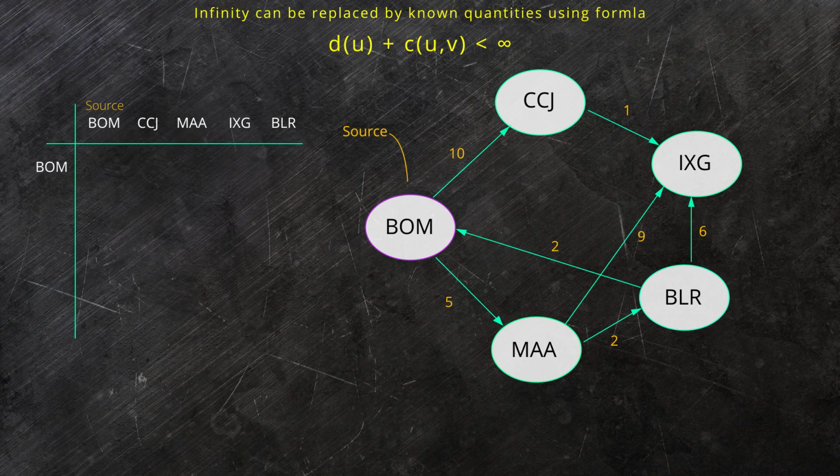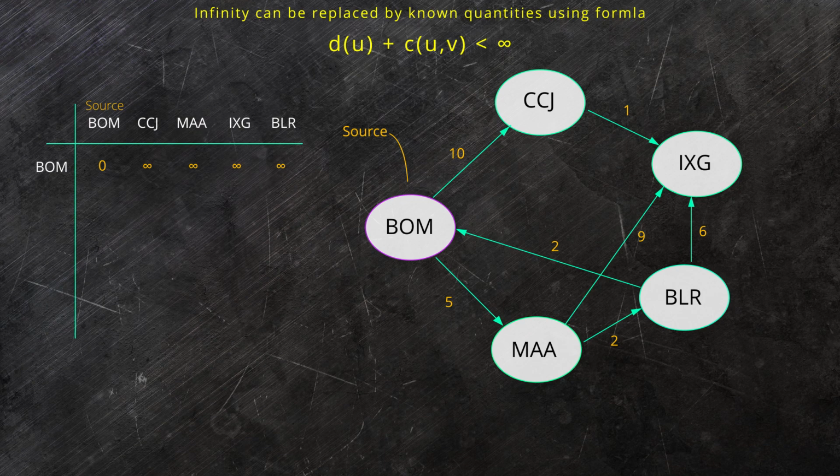Here, let's take BOM as the source airport. Arbitrarily, I have chosen it. So the distance from BOM to BOM is 0. Do we know the values of other airports? We don't know. Initially, that will be taken as infinity. So distance from BOM to BOM is 0, and to other airports it will be infinity.